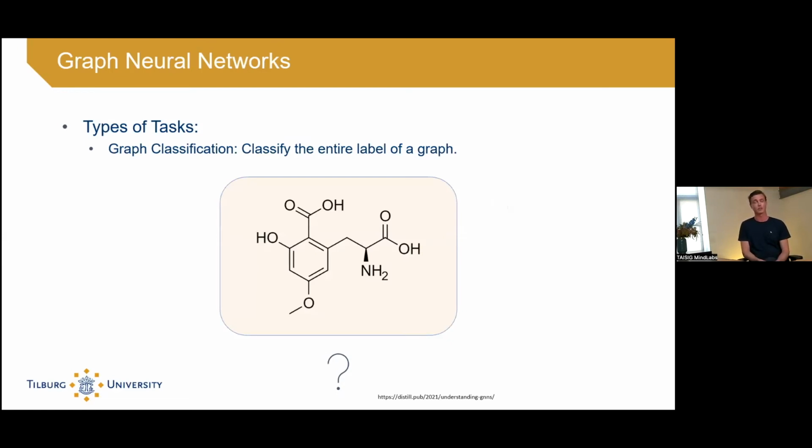Or you can do something with the entire graph itself. You could classify the entire label of the graph. Given again this molecule example, maybe we know from our training data that some of them are toxic and some of them are not. Could we maybe predict from the structure in this network and the atoms that are in there if this is also a toxic molecule?